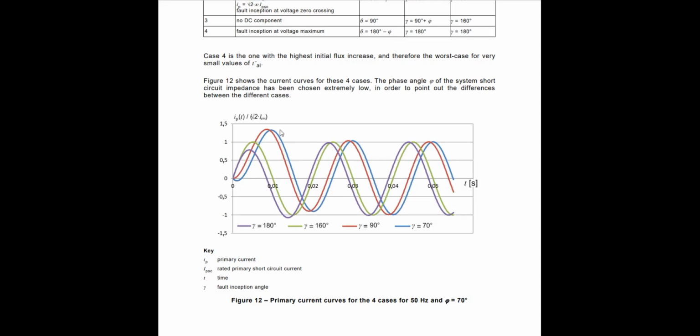From this figure, we can see again that the currents in the first quarter period of the fault are higher for larger fault inception angles gamma than for smaller ones. Hence, the magnetic flux through the current transformer is also higher during this period, and the current transformer would saturate faster.